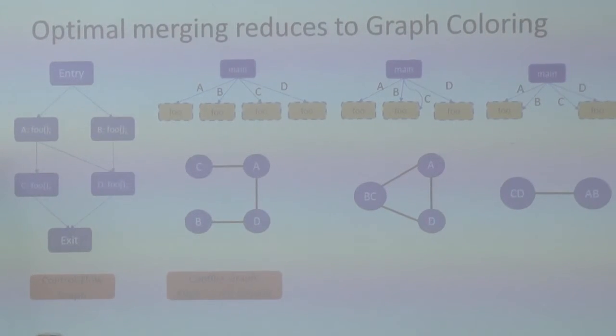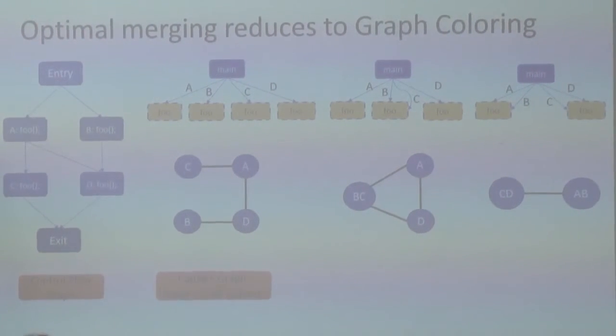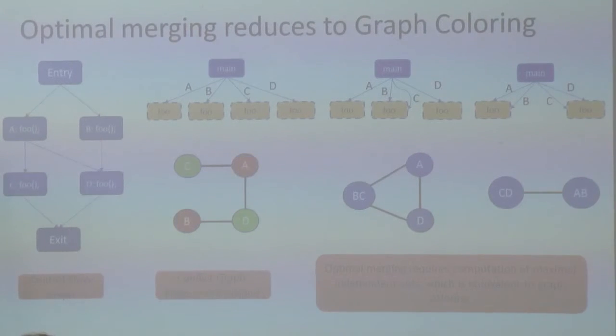Okay? So you have to be careful of what you inline first. And this actually shows why you reduce to graph coloring. So the way to do it optimally is to take all your call sites and color this conflict graph with the minimum colors possible. And then everything with the same color, you have to merge together. So the fewer colors you use, the more merging you're going to get.